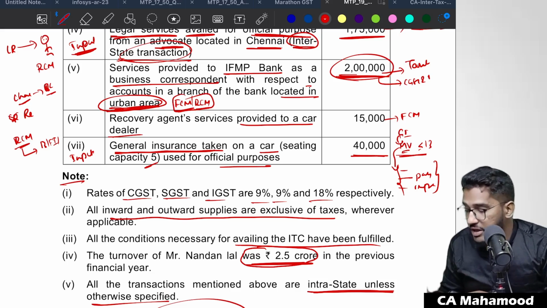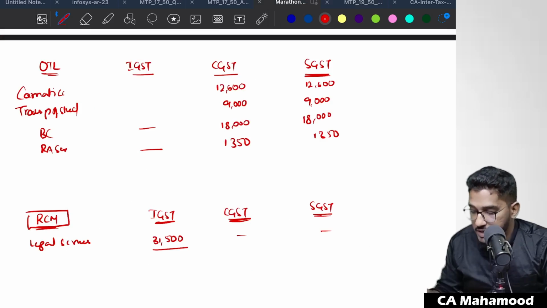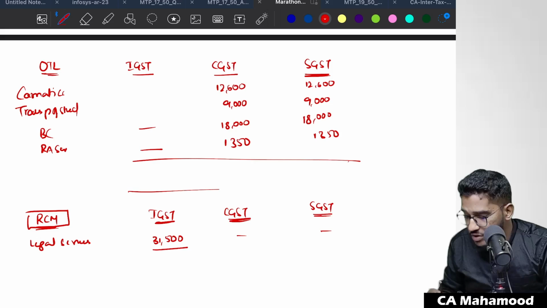They did not say anywhere. So that's why on this 40,000 rupees, no input tax credit can be taken, no ITC will be taken. So with this we have covered everything. Now let us try to see the settlement. What is output tax liability?